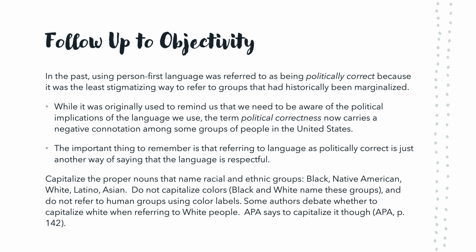The other thing that goes with this that's important is that you capitalize proper nouns that name racial and ethnic groups. So, Black, Native American, White, Latino, and Asian would all be capitalized. You do not capitalize colors, however. So, Black and White name these ethnic or cultural groups or racial groups, but we never use colors to refer to human groups. Some authors debate whether you should capitalize white when referring to white people. APA does say to capitalize it, though.